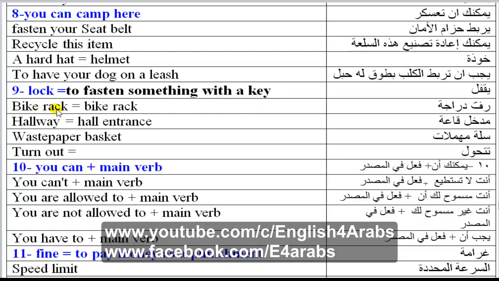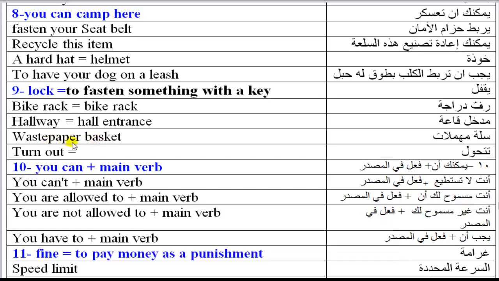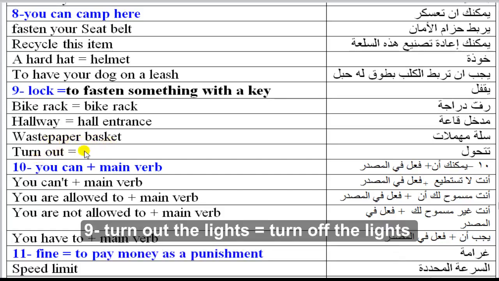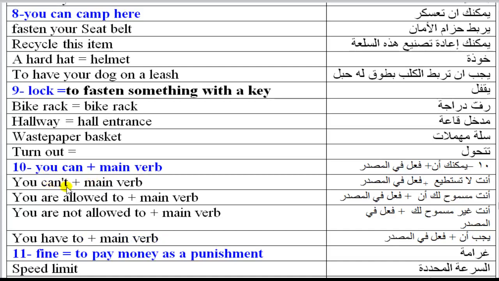Bike rack. Hallway. Hall entrance. Waste paper basket. Turn out. 10 words of exercise number 10. You can, main verb. You can't, main verb. You're allowed to, main verb. You're not allowed to, main verb. You have to, main verb.